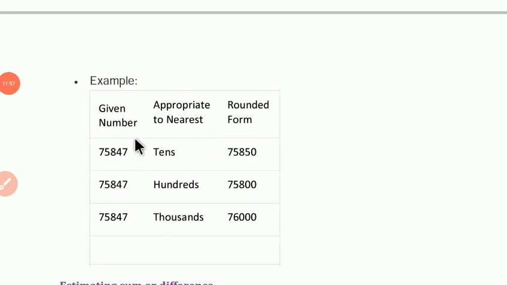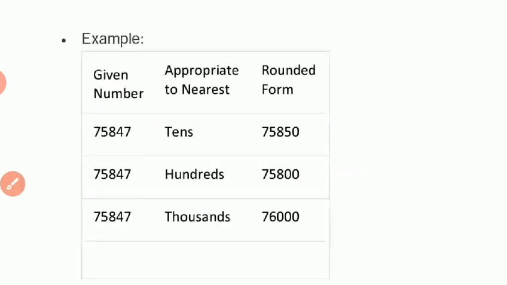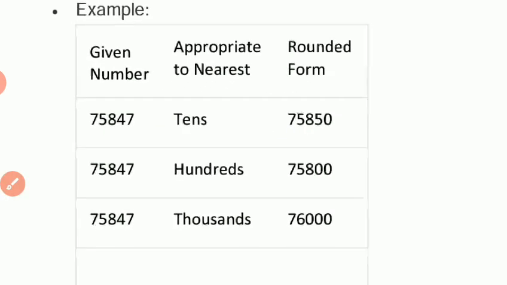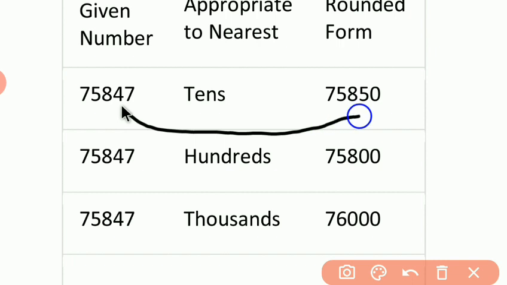Now we can see some other example. Here one number is given. We have to approximate to nearest tens, hundreds and thousand. So 75,847. For nearest 10, we have to see its ones place. 7. You can see that 7 is greater than 5. So in place of 7, first we have to replace it by 0, and its tens place we have to increase by plus 1. So 4 plus 1, 5, because 7 is greater than 5.